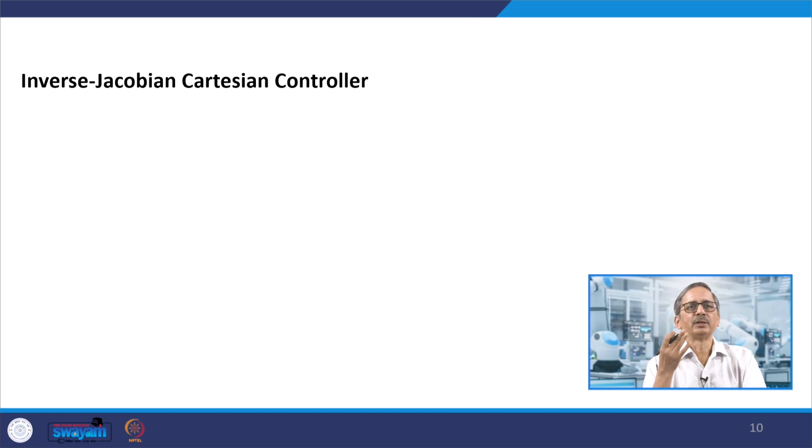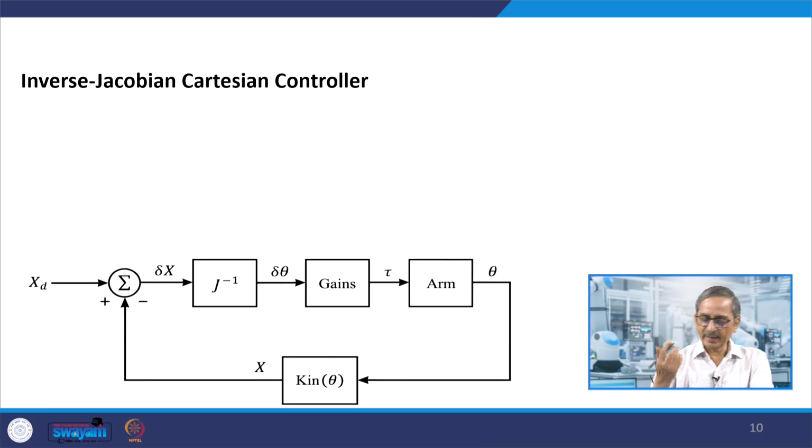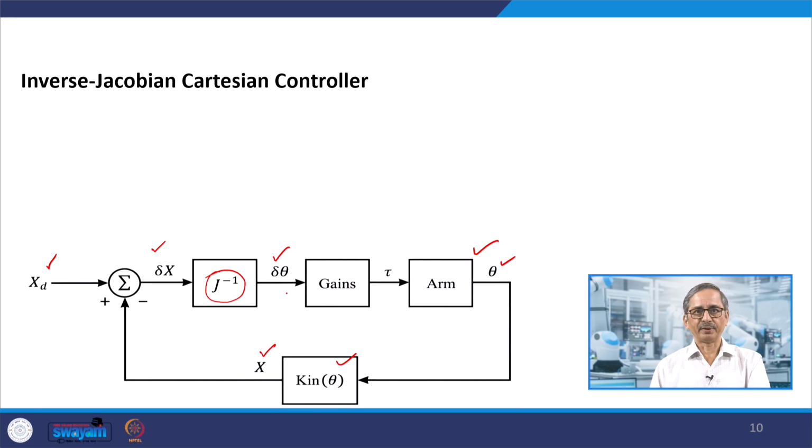Let us look. So, first we begin with the Inverse-Jacobian Cartesian controller, okay. Here in this case you have the arm, you get the theta, you have the forward kinematic relationship, you get the Cartesian position and orientation, right. From here you have the desired Cartesian position and orientation, okay. You get the error. Now, we multiply this with the inverse of the Jacobian in order to get the error in the joint trajectories, okay. And then we multiply it with the gains in order to get the joint torque, okay.